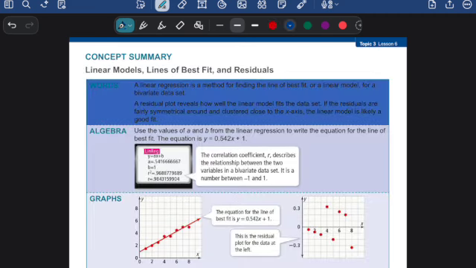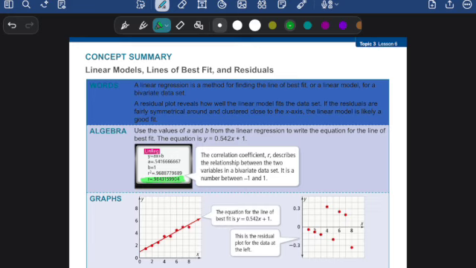We've made it to the concept summary for linear models, best fit lines, and residuals. So remember the steps to use your calculator to find the equation for the best fit line, that linear regression function on your calculator. And as you do that, you can then see the R values, or the correlation coefficient values, on your calculator also when you do the linear regression, and it will tell you how good of a fit that best fit line is.